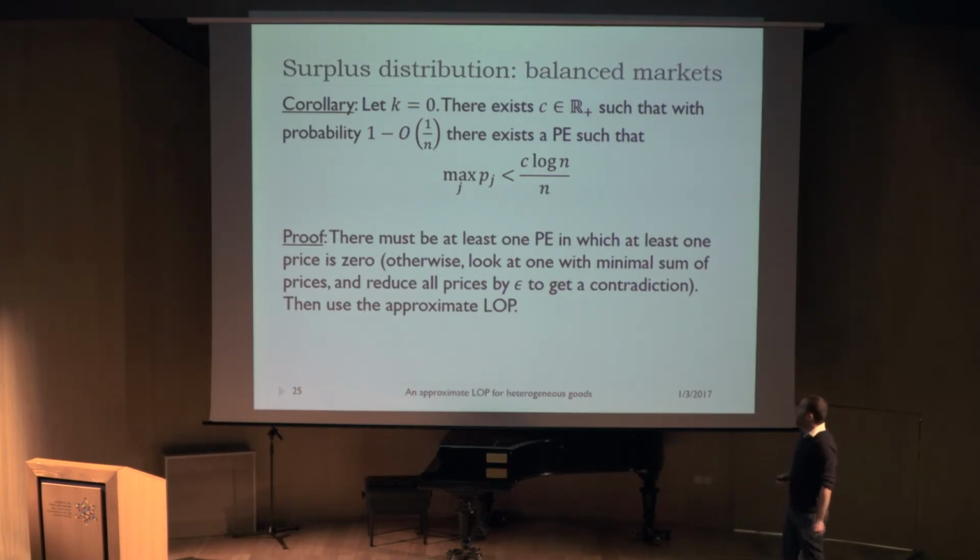Okay, so corollary: with high probability, if the market is balanced, then there exists a constant such that the maximal price is not that high, meaning that all the surplus goes to the buyers, okay?